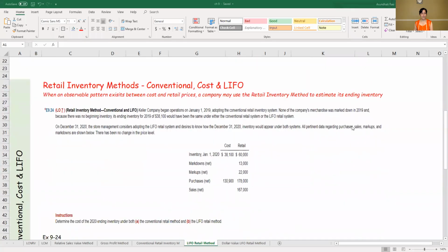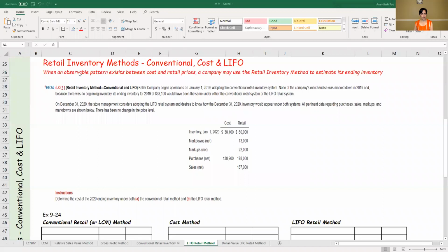Once again, we can use the retail inventory method when there's an observable pattern between the cost and retail prices. There's a conventional method, cost method, and LIFO method. So what's different between the methods? Between the conventional method and the cost method, it's a treatment of the markdown and markups, as in whether we include or exclude it from the cost to retail calculation. For the conventional method, we include only markups in the cost to retail calculation. In the cost method, we include markup and markdowns in the cost to retail calculation.